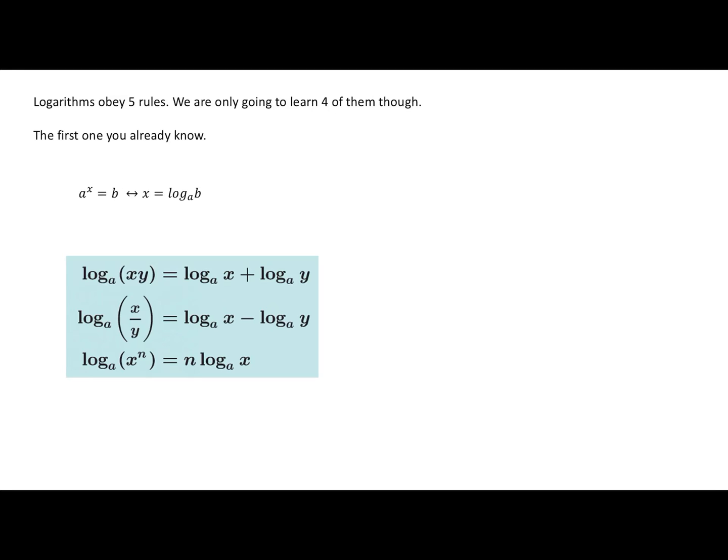Right, so what we've got is there are 4 rules that you need to know with logs. It's actually 5 rules, but we're only going to do 4 of them. And the first rule you already know. The first rule is all about changing from exponential form to logarithmic form. Okay?